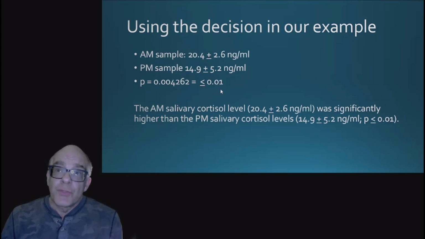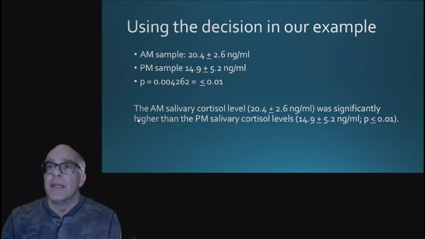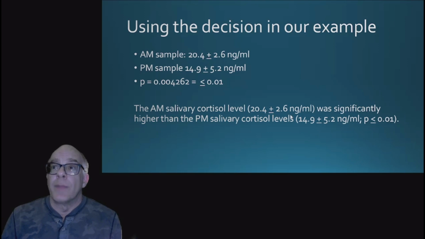Now, we are going to describe the results in words, and so we can have a sentence that looks something like this. The AM salivary cortisol sample, in parentheses 20.4 plus or minus 2.6 nanograms per mil, close paren, was significantly higher. We can make that statement based on the fact that we ran the statistics. The statistics showed p less than 0.05, which means that there will be a difference between the groups, and that difference is significantly or statistically significant.